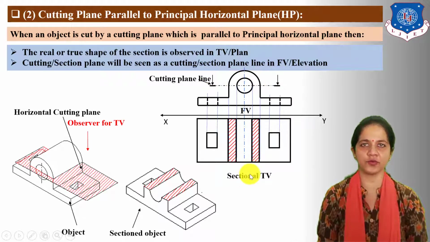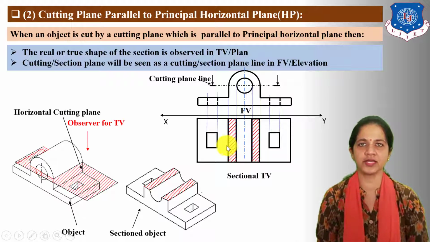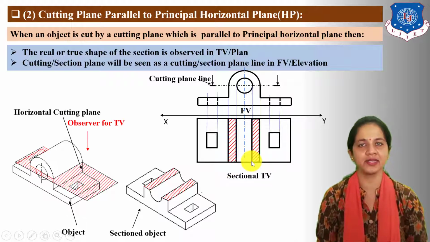In the sectional top view, you can see here the inner surface of this hole is cut by this horizontal cutting plane. So after taking section, this hidden surface of this hole has become visible, and these two surfaces are cut by the horizontal cutting plane or touching the object. So here we need to draw section or hatching lines at a 45-degree angle, and the distance between section or hatching lines is 2 to 3 mm.